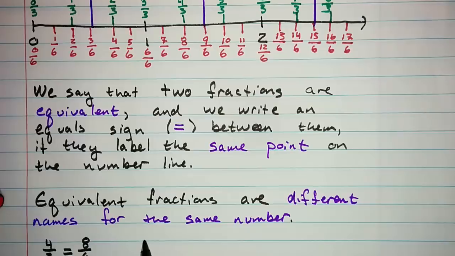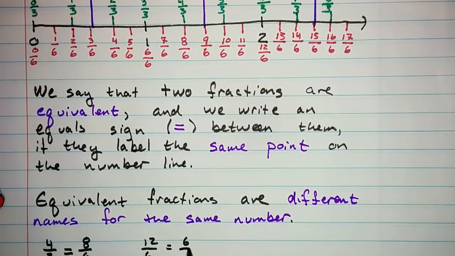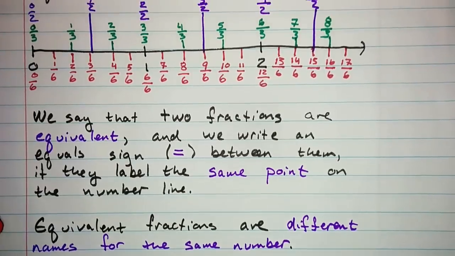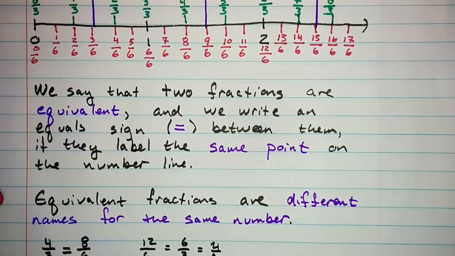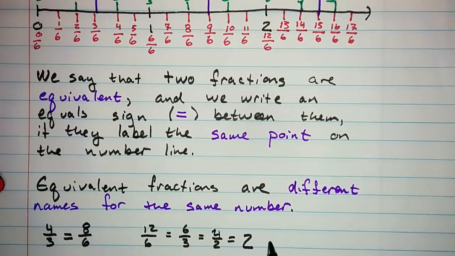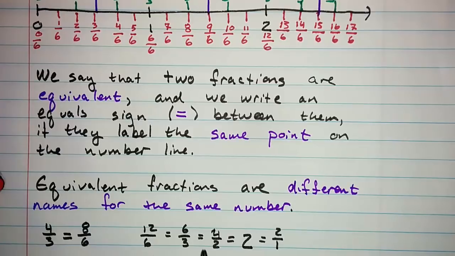This point here has a ton of different names, right? It's labeled 12/6. It's labeled 6/3. It's labeled 4/2. It's also labeled 2, which we could, if we'd like, write as 2 wholes. All 5 of these symbols are different names for the same number. And the 4 of them that are fractions, they are equivalent fractions.